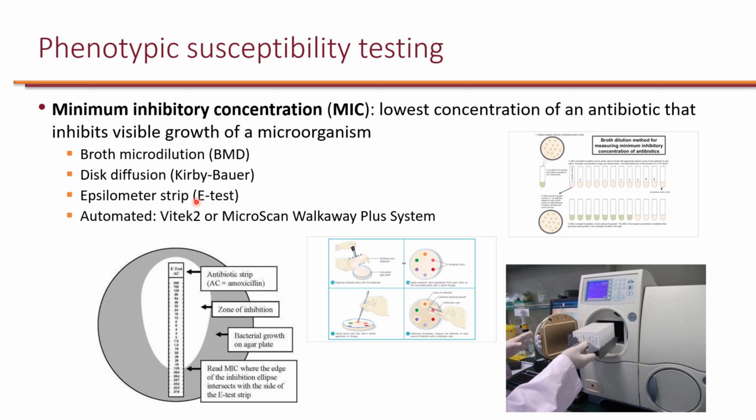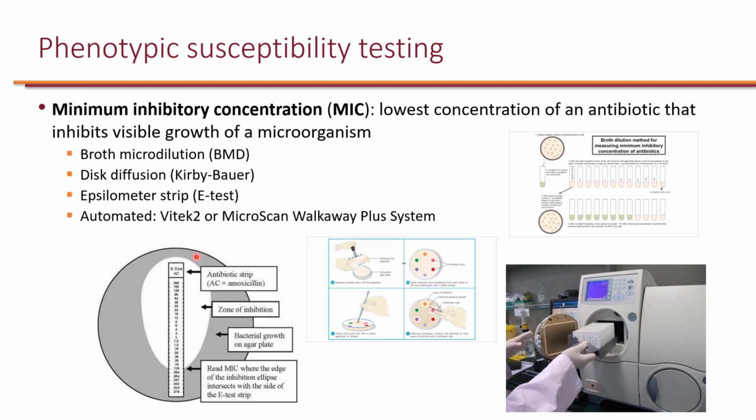So another way to do it in order to get the MIC is the E-test. The way the E-test works is similar to disc diffusion. The difference is that instead of placing discs and then measuring the zone of inhibition, you put a test strip. There is a strip that has a given antibiotic at different concentrations. You can see that at the top, it has a very high concentration of antibiotic, and the further down the strip you go, the concentration drops.